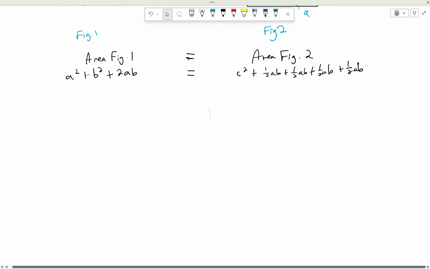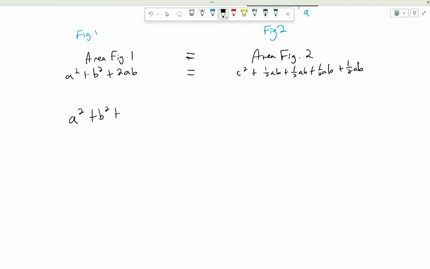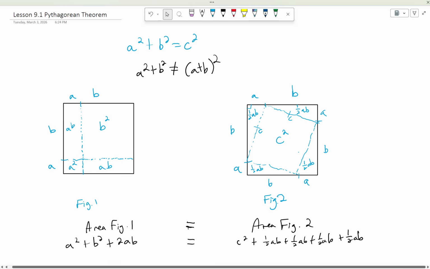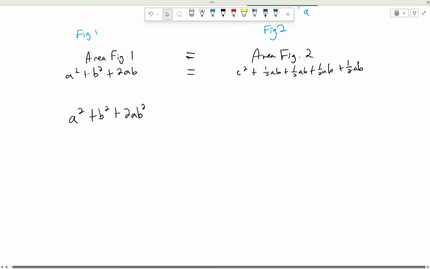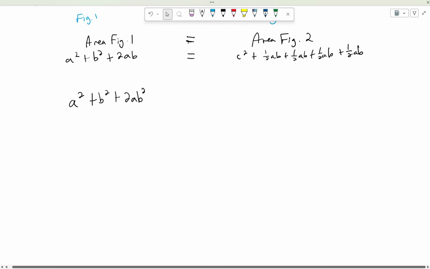Now, let's do a little bit of algebra now. I have A squared plus B squared plus 2AB, which for the record, let's go back here. Remember when I was talking about A plus B squared? Okay. Well, this is A plus B. This is A plus B for this side. You multiply them times each other. It doesn't equal C squared. It equals A squared plus B squared plus 2AB, which you guys should know because it's a binomial square. A squared plus 2AB plus B squared.